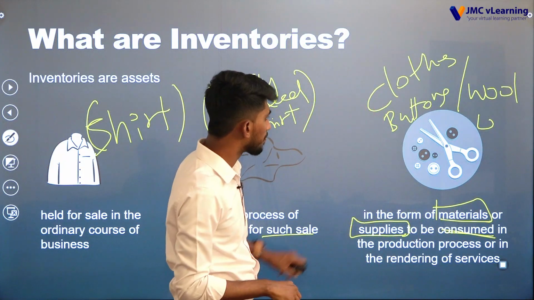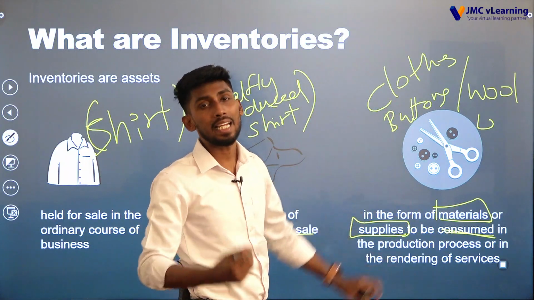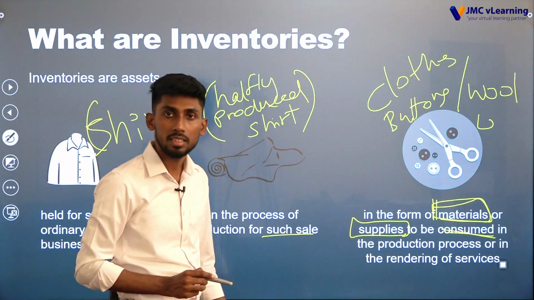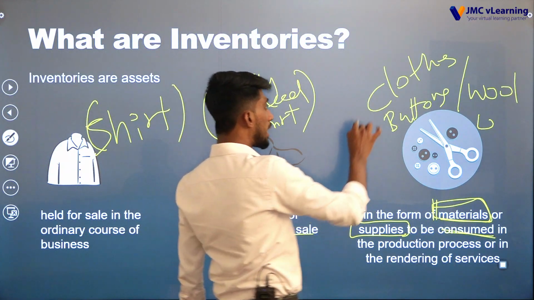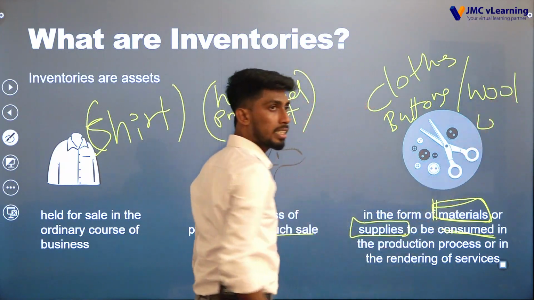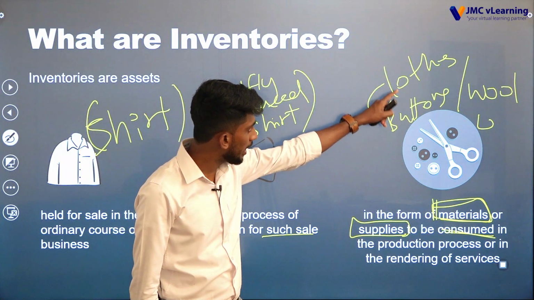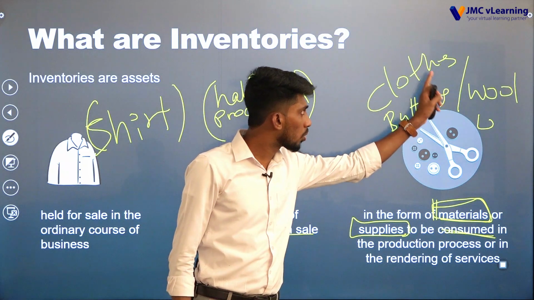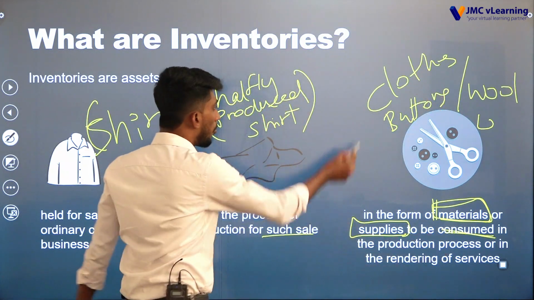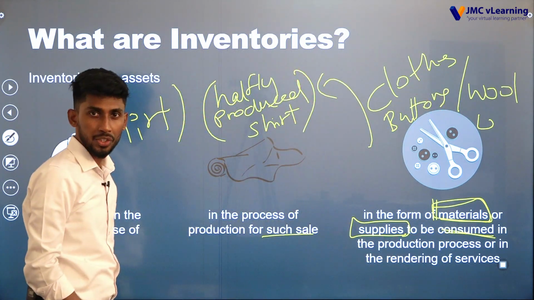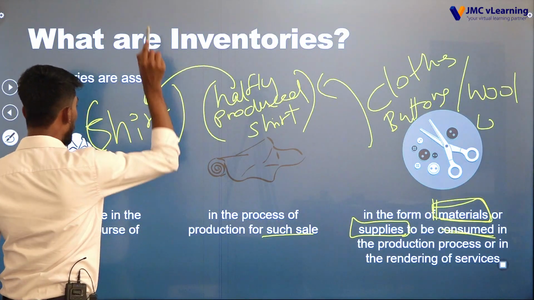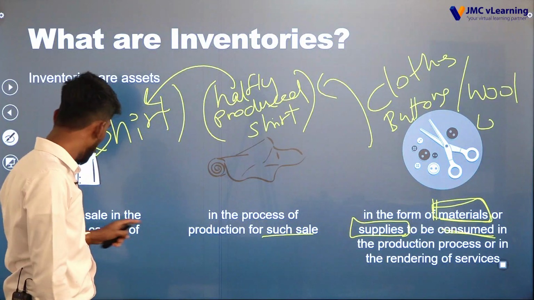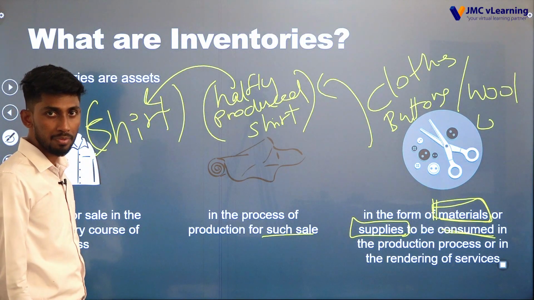So likewise, we need materials. Therefore, these are also identified as inventories. For what purpose are we using cloth, buttons and wool? Initially, these will become a half produced shirt, and then that half produced shirt will become a fully produced shirt, a finished shirt that is going to be sold in the ordinary course of business.